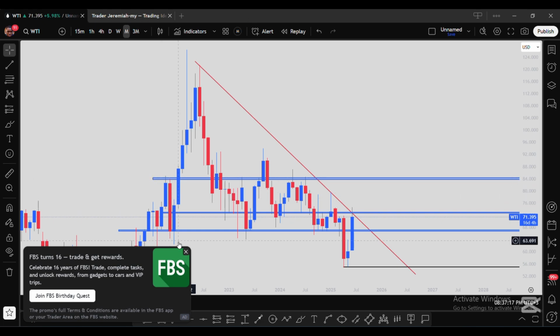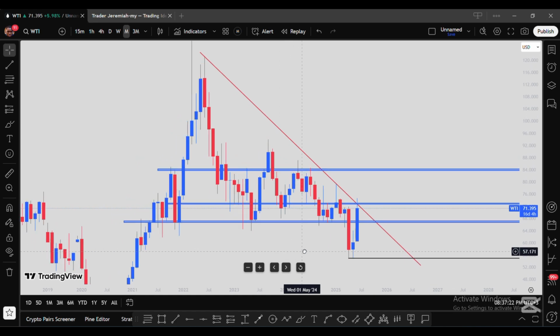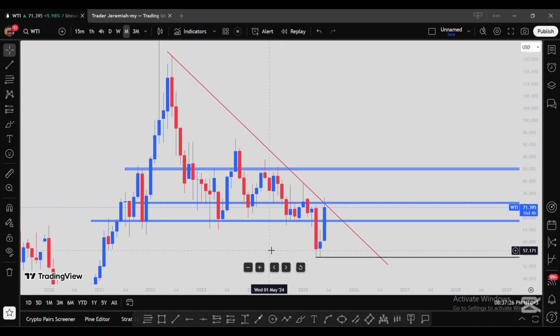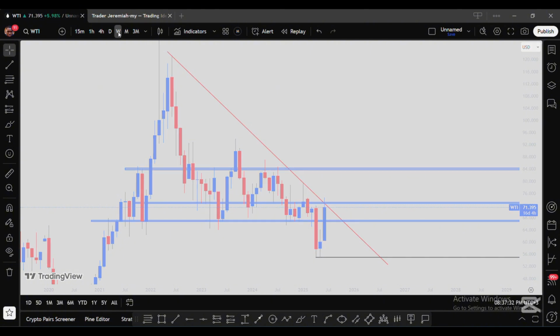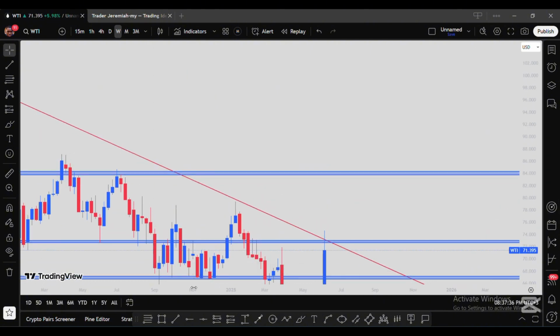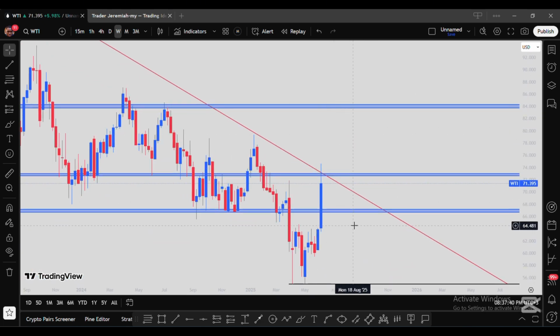So we are going to kick off with crude oil. The direction of the market on the monthly time frame is clearly to the downside. Price was moving to the downside and also respecting this descending trend line. Now if we go to the weekly time frame, price was heading lower, following the monthly trend, so the overall direction of the market is to the downside.